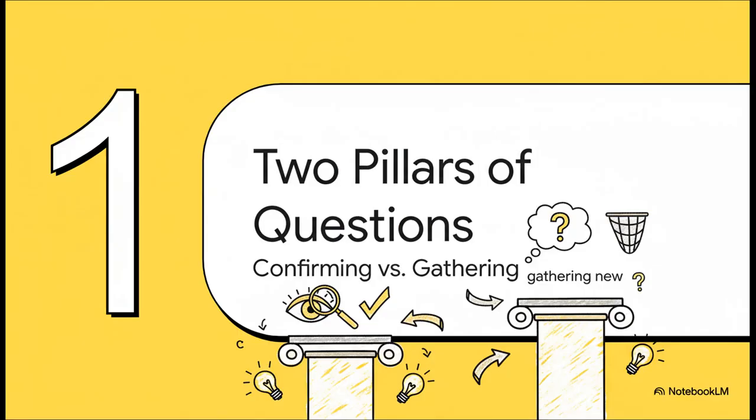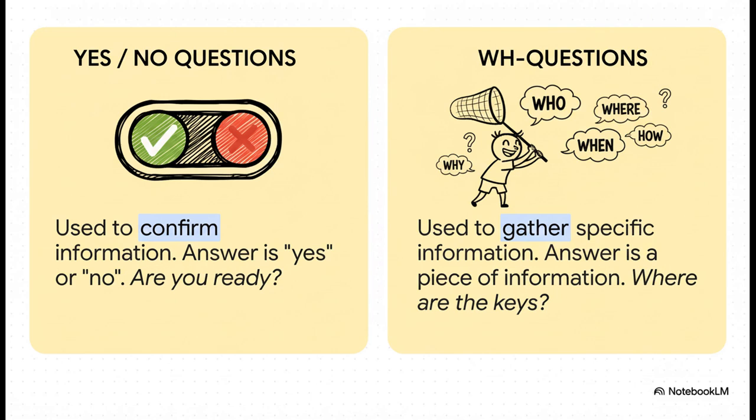To really get this, we need to start with the foundation. It turns out, pretty much every question you can ask in English is built on one of two main pillars. You're either trying to confirm something you think you know, or you're trying to gather brand new information. That's it. So these are our two pillars. On one side, you've got yes/no questions. Think of these like a light switch. They're either on or off, yes or no. Their only job is to confirm or deny something.